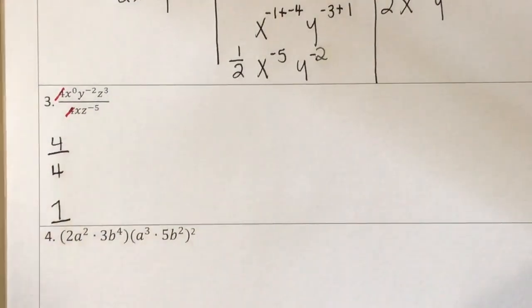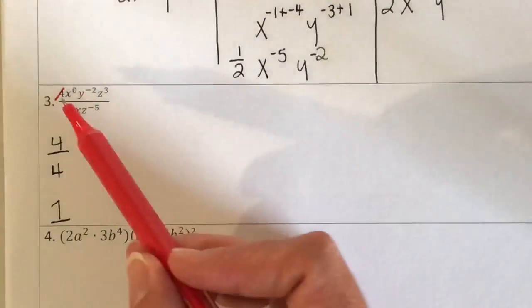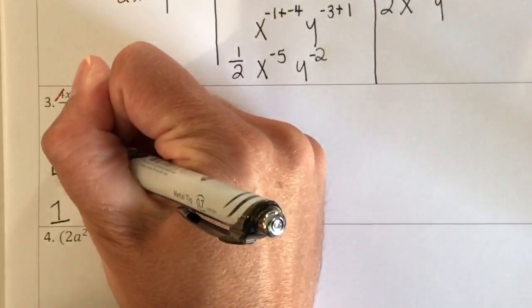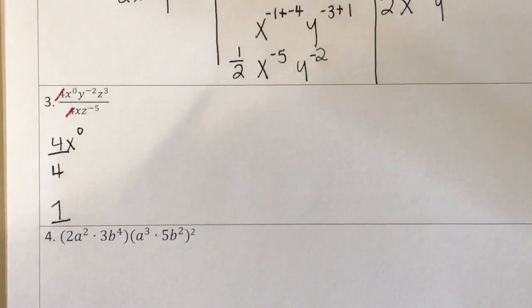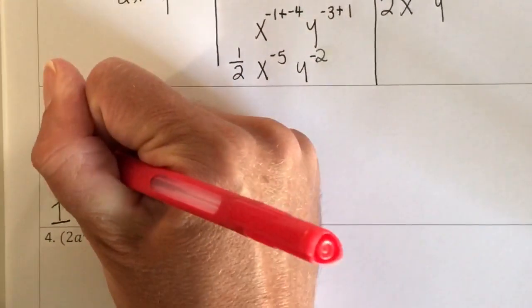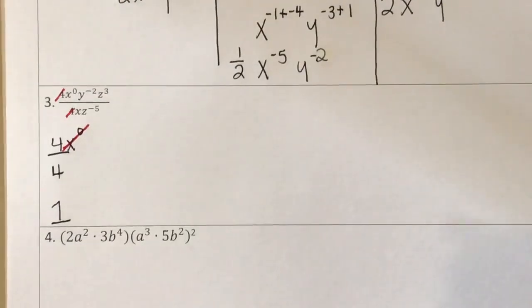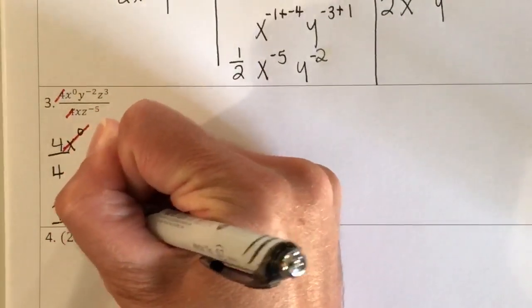Is there anything else that's going to go away and cancel out? Again, I want to take it as simple as I can. Notice that I have an x to the 0 power. Now notice how that 0 is only touching that x. Well, if you remember, anything to the 0 power has a value of 1. So if I multiply something by 1, it doesn't change the value at all. So that x to the 0 power is also going to go away, and it's going to become a 1.